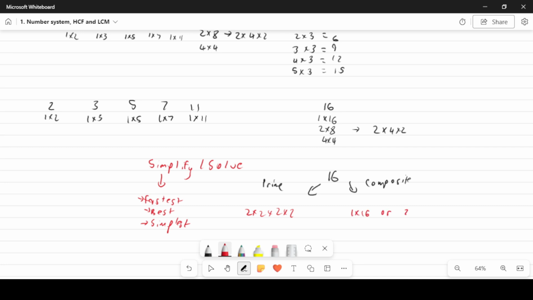or 2 times 8, or 4 times 4, or 2 times 4 times 2, or 1 times 8 times 2. Do you understand what I'm saying? There's so many different possibilities that could give you 16 if you're using composite numbers. But if you're using prime numbers, there's only one possibility.